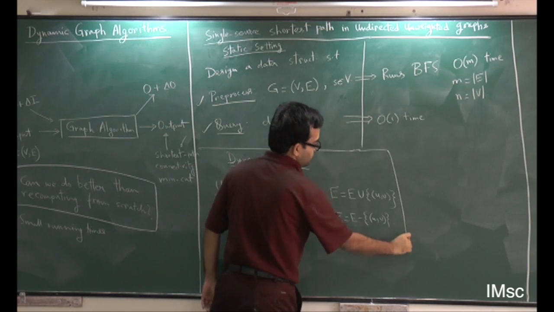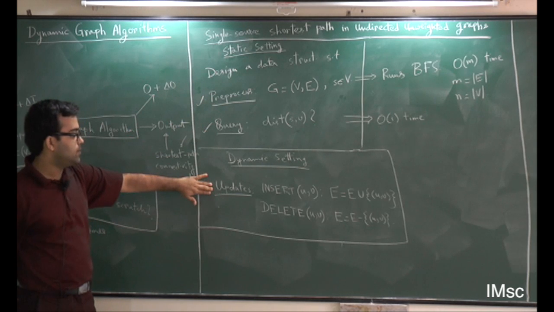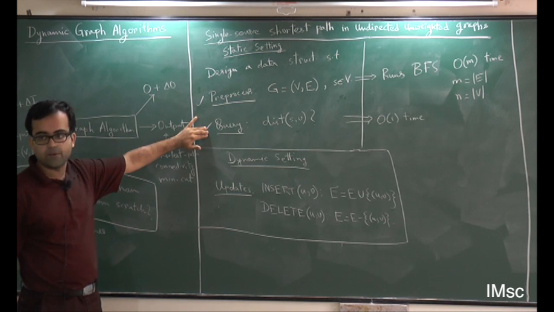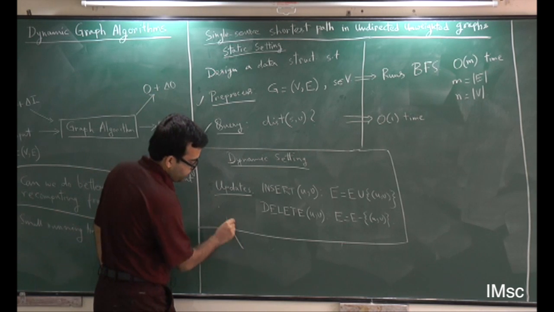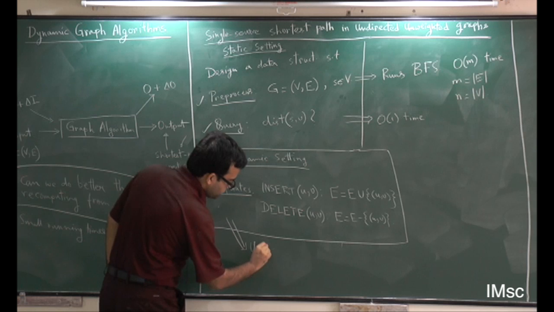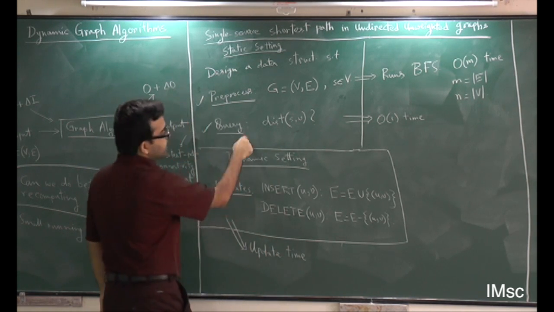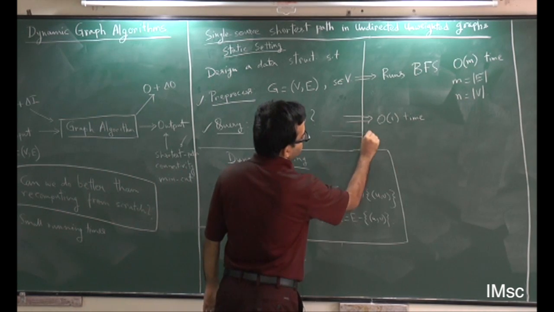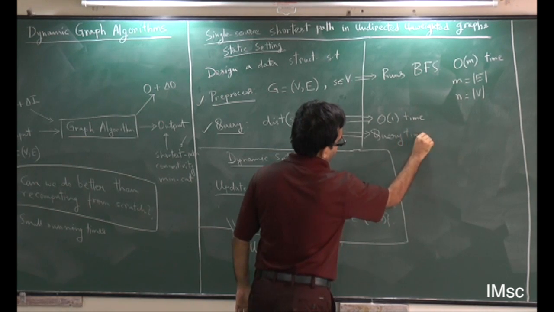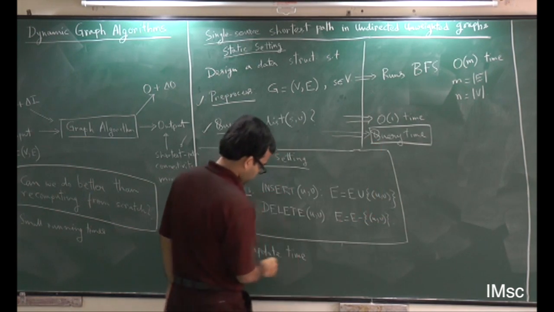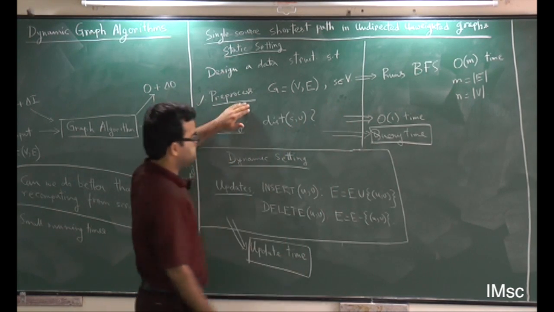And the question is, design a data structure that can preprocess a graph, support these update operations, and support this query operation. And you want to minimize the update time. This is the time taken for the update operations, that will be called the update time. And the time taken for the query operation, this will be called the query time. And this will be called the preprocessing time. Okay.